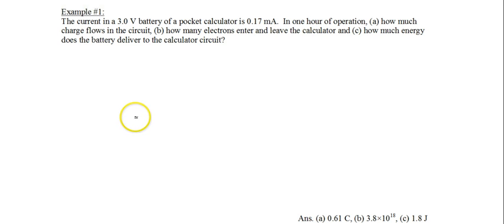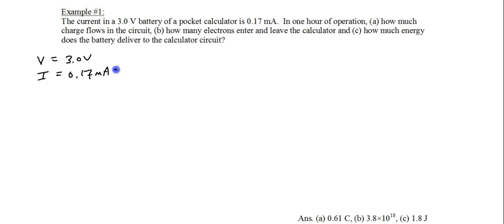Okay, welcome to example number one. We're given a problem where we have a 3-volt battery. So our voltage here is 3.0 volts, and we just write V, not delta V. The current, I, is 0.17 milliamps that is flowing through a circuit, which is powering basically a pocket calculator.